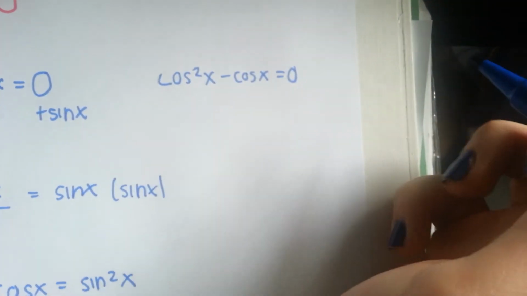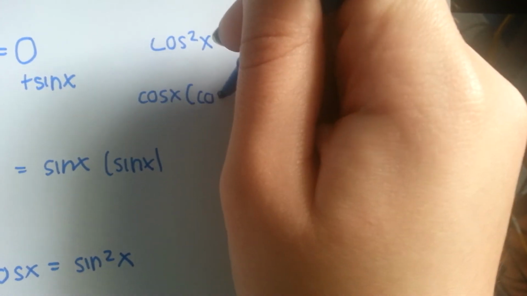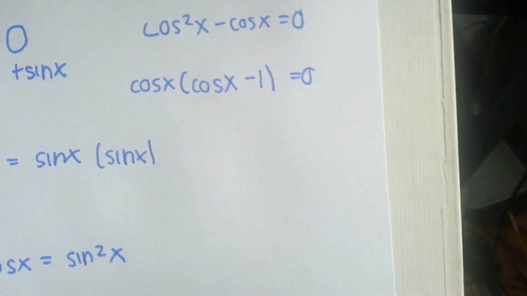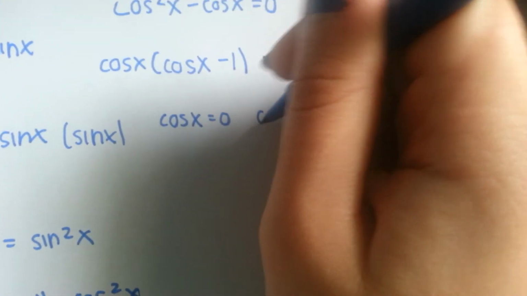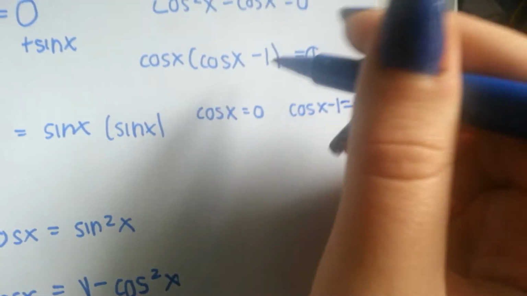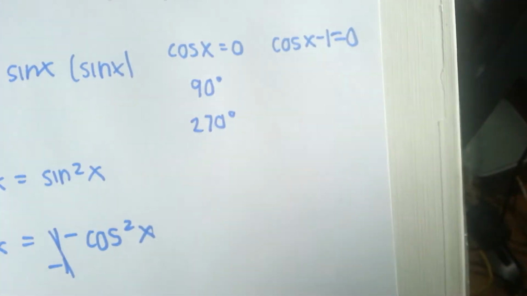So now we know we have our greatest common factor, which is cosine x. So we're going to have cosine x, and then inside our parentheses we're going to get cosine x minus 1 equal to 0. So now we can use the zero product property. So we're going to have cosine x equals 0 and cosine x minus 1 is equal to 0. So this, we already have it solved. So we know that on the unit circle cosine is 0 at 90 degrees and at 270 degrees, which is x. And so now this one we're going to have to solve.